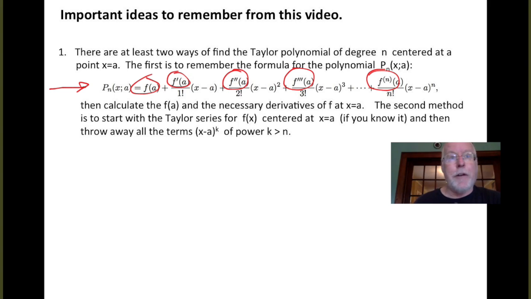A second method that is quicker, if you have the Taylor series for f about the point a, is just this: you can then get the Taylor polynomial by just throwing away all the powers of x minus a that are bigger than n. So feel free to use either way to do this. And this is one reason why those given Maclaurin series on page 620 can be useful to know, because the more Taylor series you can write down, the more Taylor polynomials you can compute quickly.